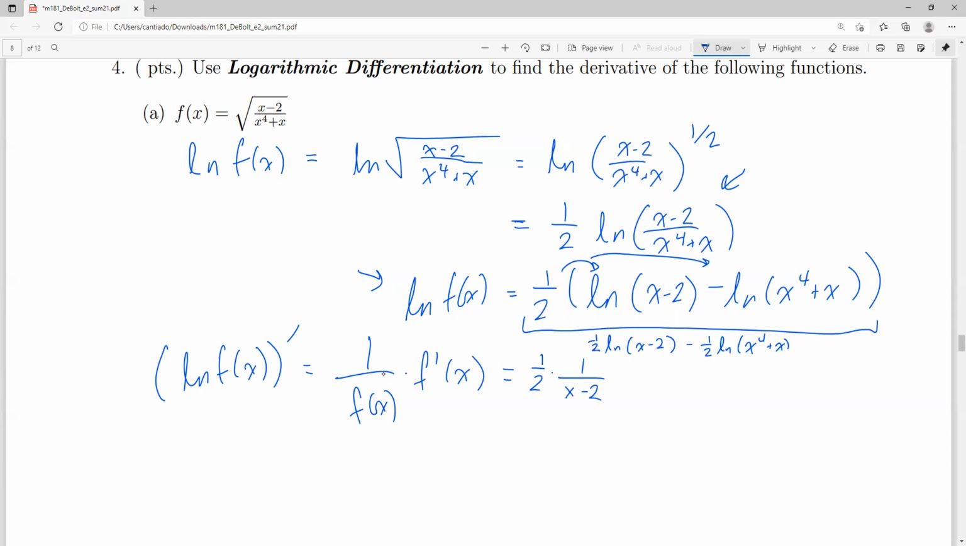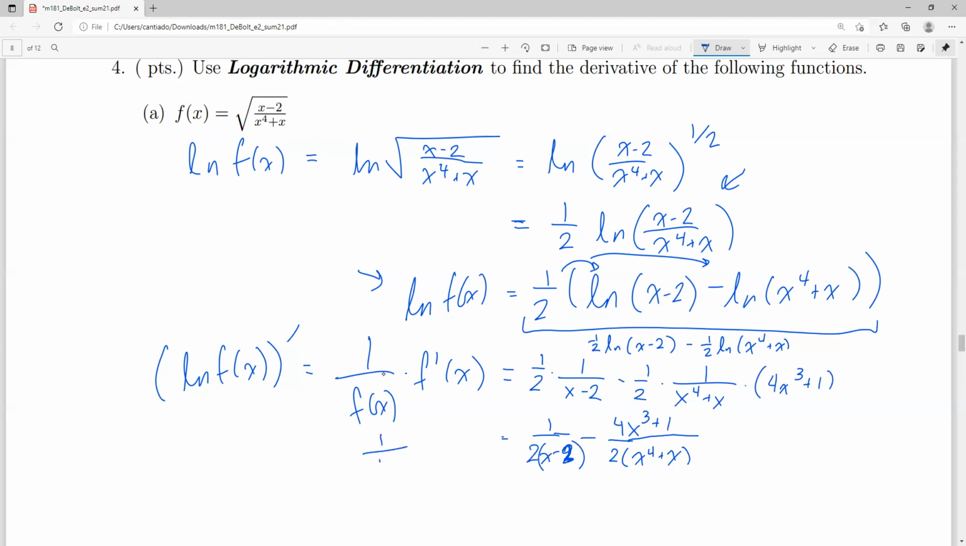Now taking the derivative of this term, that's minus 1/2 times 1 over x to the 4th plus x, times the derivative of x to the 4th plus x. That'll be 4x cubed plus 1, right? So now you can simplify the right side. You get 1 over 2x minus 4 minus 4x cubed plus 1 over 2 times x to the 4th plus x. So that's the derivative of the right side.